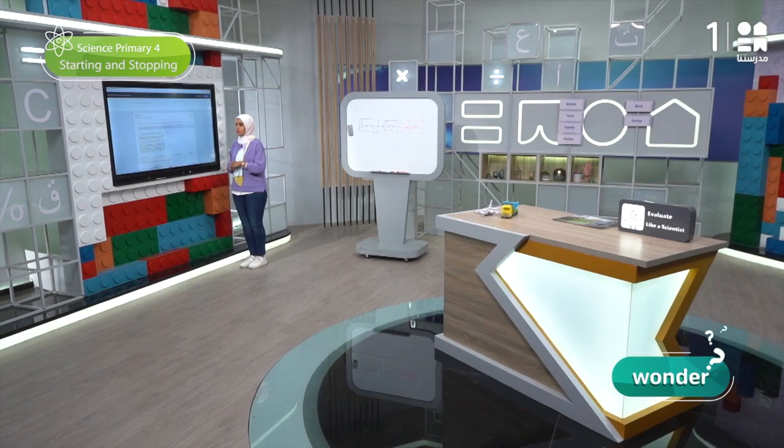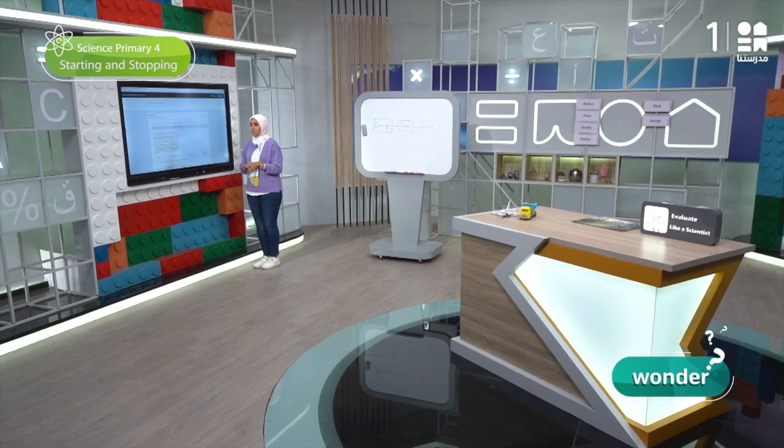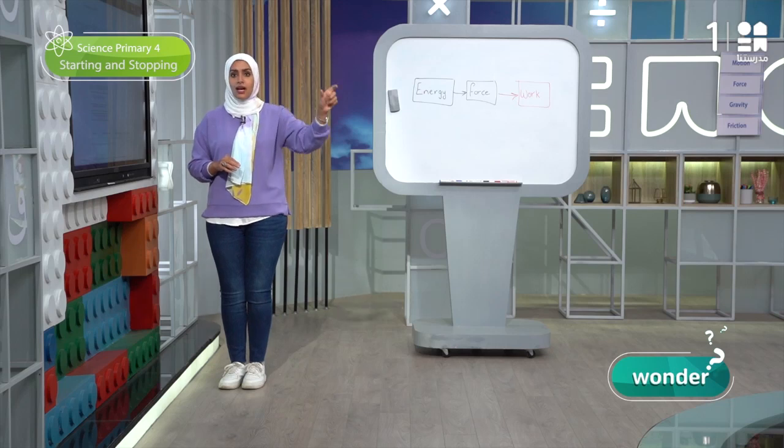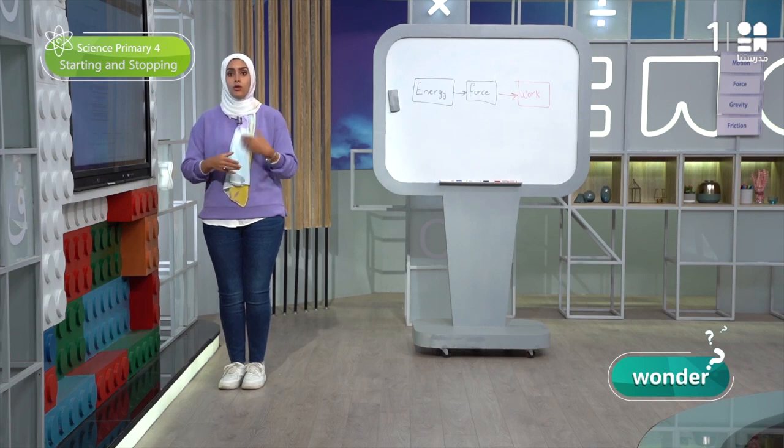The third selection is the can of soda in the cup holder inside the car. لو أنا حاطة can of soda، can of Pepsi مثلا جوه العربية. The car is moving and the can is moving with me like the ball. It's not correct. The fourth selection is the light pole you see out the window. اللي هو عمود النور. Of course it's stable so that we can identify the car motion through it. So we will make a check next to this answer.